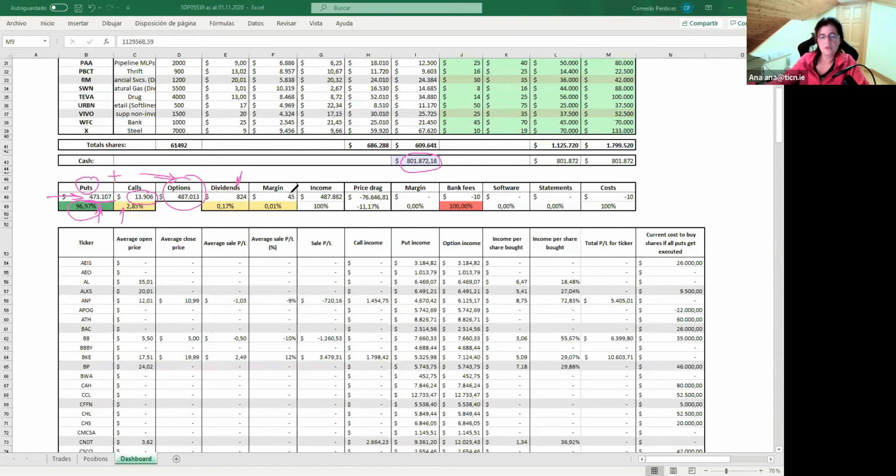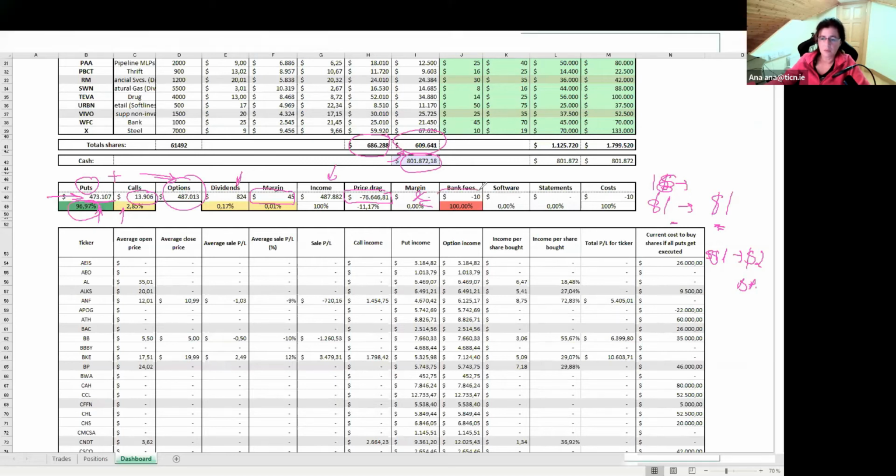Margin is, if we use the margin facility that they give us, which is for every dollar, they give us another dollar. But in this case, because we haven't used any margin, they are giving us money actually. Income, the income is everything added up together. The price drag is the difference between what we have invested in the shares and the price that they have now. In our case, it is negative because the price of the shares has gone down as of this picture. Margin, nothing has been charged because we haven't used this facility.